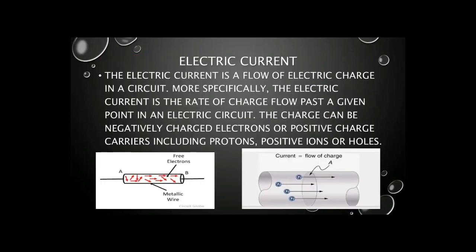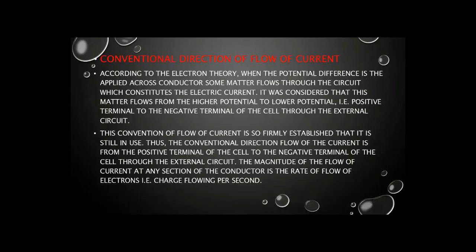As you can see here, we have a cross section area, and how much amount of charge will pass through that area from one point to another, that is considered as a current. Okay, so what is conventional current?